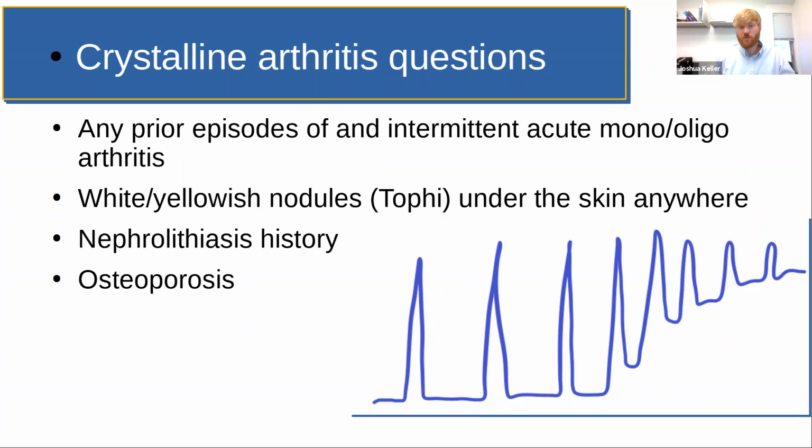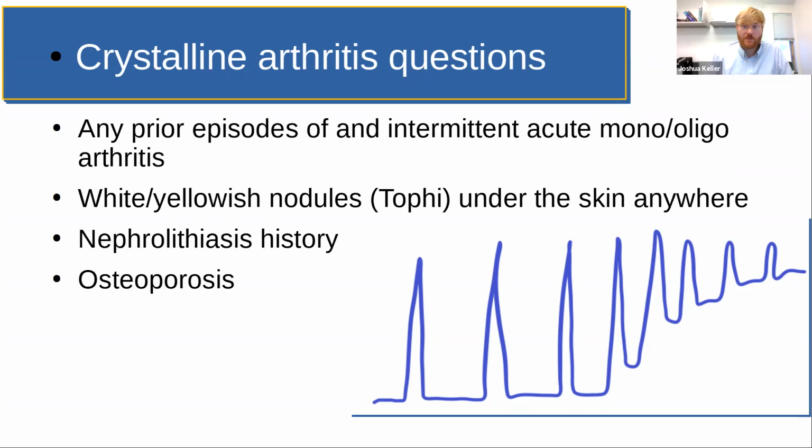Because even though gout has the classic presentation of there and then gone in seven days, and pseudogout similarly should be there and then gone, these diseases can both morph into more of a chronic waxing and waning arthritis, in which case you really want to get that remote history.